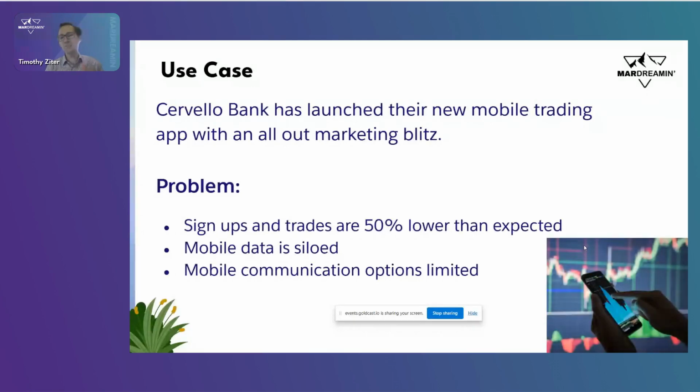One of the problems is that the mobile data on their app is very siloed. They have no way to directly pull that into their Salesforce CRM environment, much less Marketing Cloud. And so they're finding that's a challenge. And then the communications on the mobile side are also very limited. There's no real way to email them. There are app notifications, but they wanted to really leverage the power of Marketing Cloud to communicate with these new signups to get them to trade or to get some new leads into the funnel.